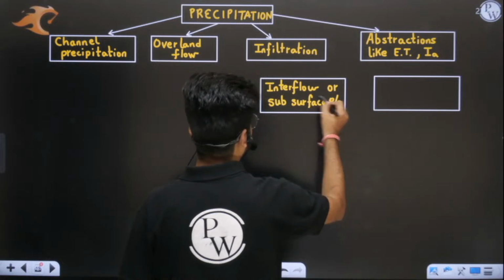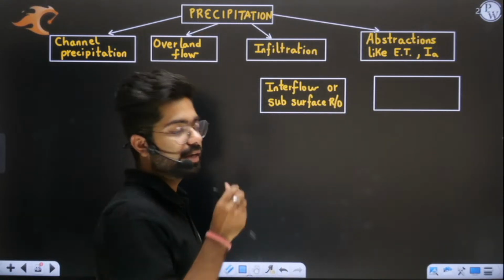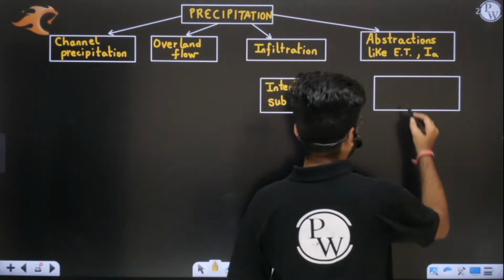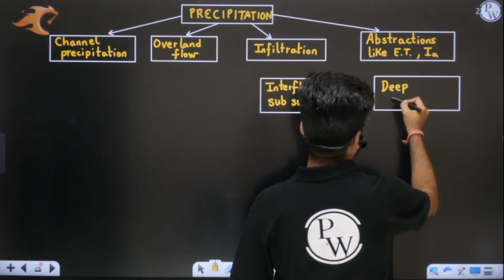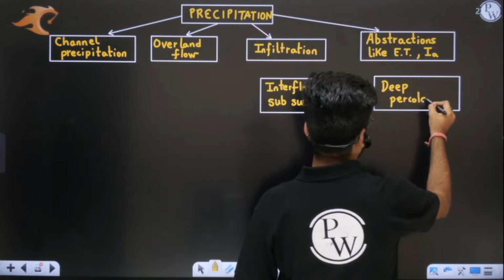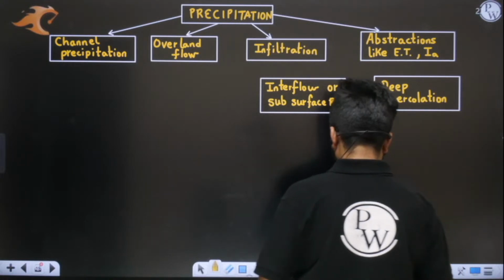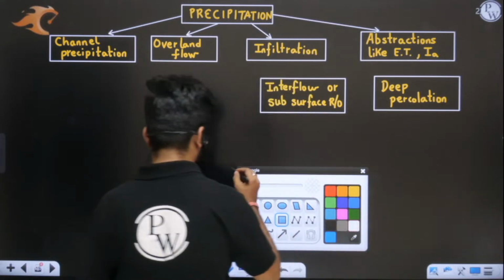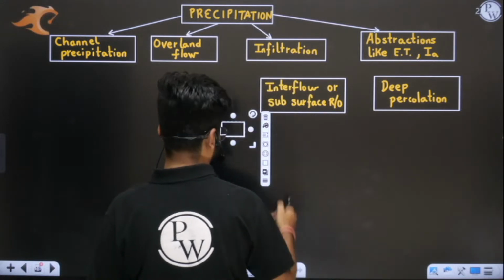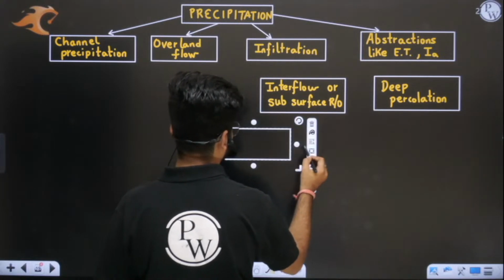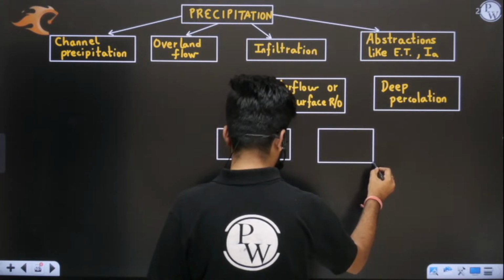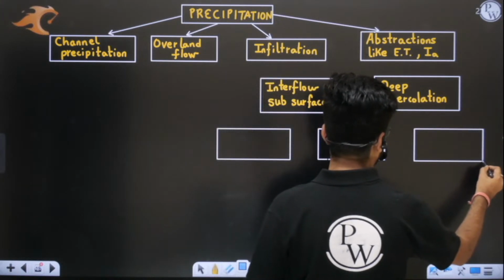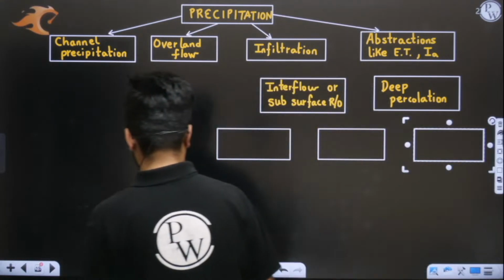Okay, see, this is a part of runoff which takes place at a shallow depth. Interflow takes place at a shallow depth. But the water which is going deep down is known as deep percolation, and that will join your groundwater table. Now, from this interflow, some water will be quick and some water will be slow. This you need to understand from here.